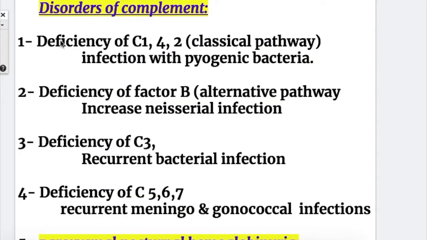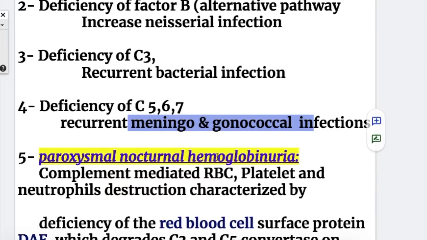What disorders occur in different types of deficiencies of the components of complement? Number 1, in the deficiency of C1, 4 and 2 of the classical pathway, infection with pyogenic bacteria occurs. Number 2, in the deficiency of factor B and the alternative pathway, increased neisserial infection occurs. Number 3, in the deficiency of C3, there are recurrent bacterial infections. Number 4, in the deficiency of C5, 6 and 7, there occur recurrent meningococcal and gonococcal infections. And number 5, paroxysmal nocturnal hemoglobinuria. We'll discuss it in a separate video.